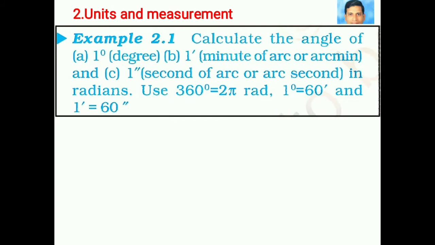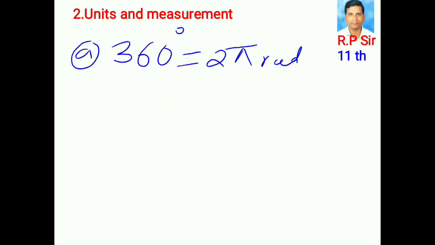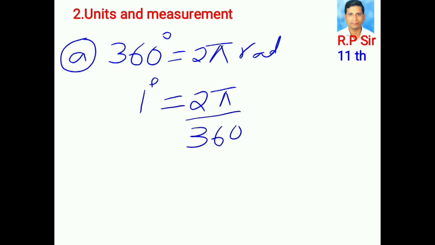Let us solve a problem. Calculate the angle of 1 degree, 1 minute and 1 second in radians. Use 360 degrees equals 2 pi radians, 1 degree equals 60 minutes and 1 minute equals 60 seconds. Let us find the 1 degree value in terms of radians, given that 360 degrees equals 2 pi radians. 1 degree equals 2 pi by 360.